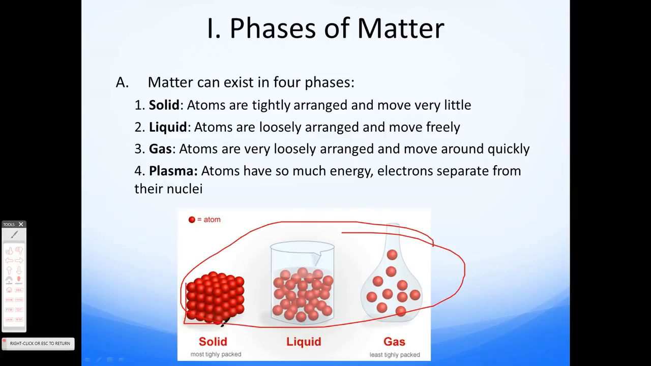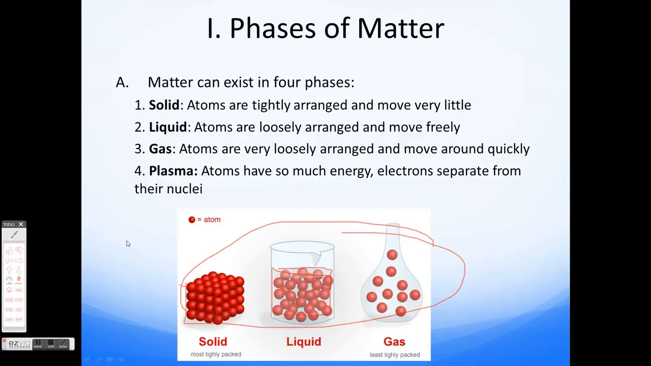Our solids can stand on their own. They are densely packed together, and there's not much wiggle room. Our liquids take the shape of whatever container they are in, and they have a fixed volume. Their volume does not change. And then our gases, they are always the same shape as the container. They move around really quickly, and their volume is not set. Their volume can change very easily.